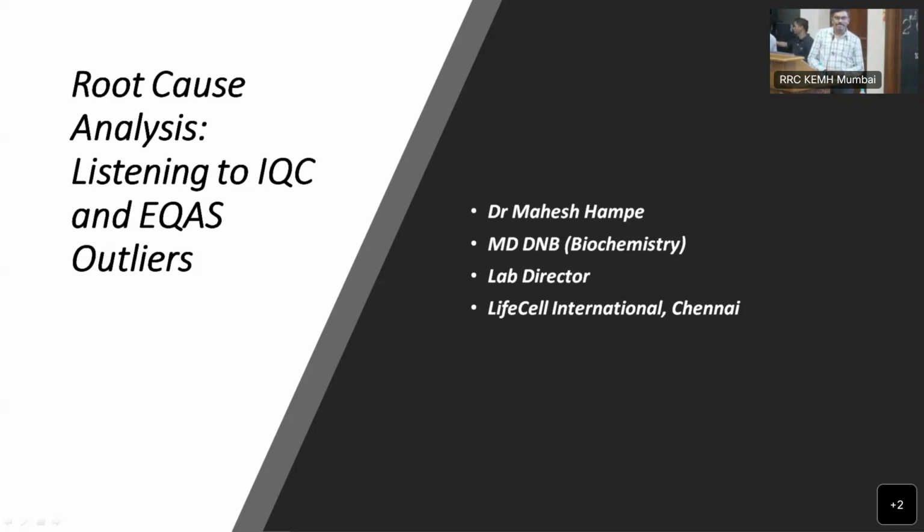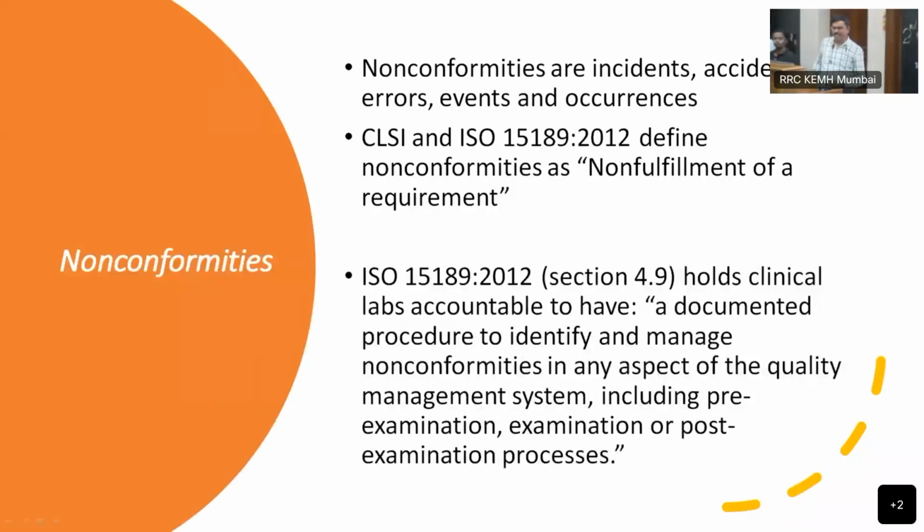So, root cause analysis, looking at IQC and EQAS outliers. It's a burning issue every day. As rightly said, we don't utter the word NC. We should say area of improvement. Non-conformance actually is an area of improvement.